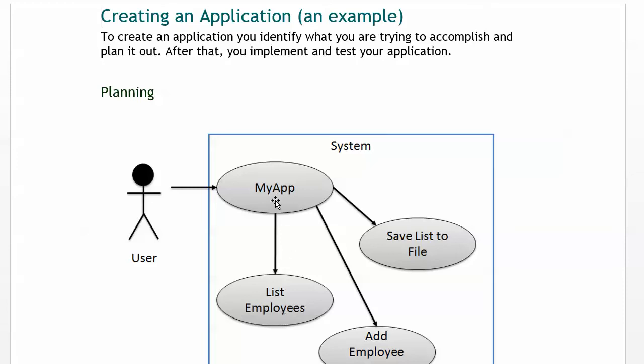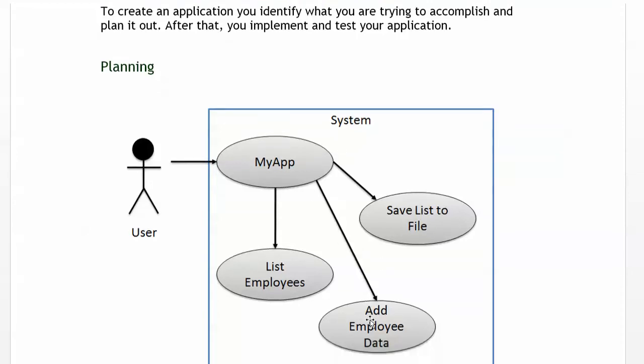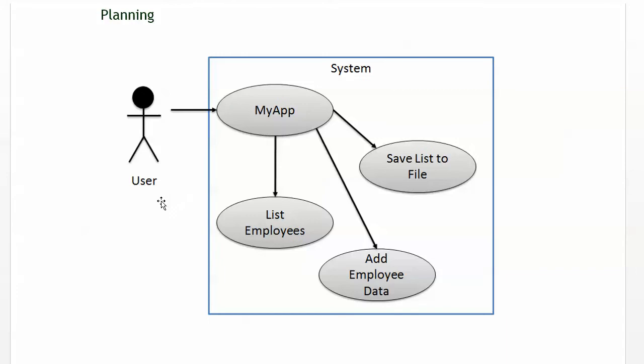And the application allows us to make a list of employees, save the list data to a file, and maybe add employee data. That's what a user can do. Now they can't do that independently. They can't actually work with the list independently. They can't save the data to a file from the list independently or add employee data independently. They have to go through my application. So the user works with my app and then the app does all the other things. So that's my game plan.